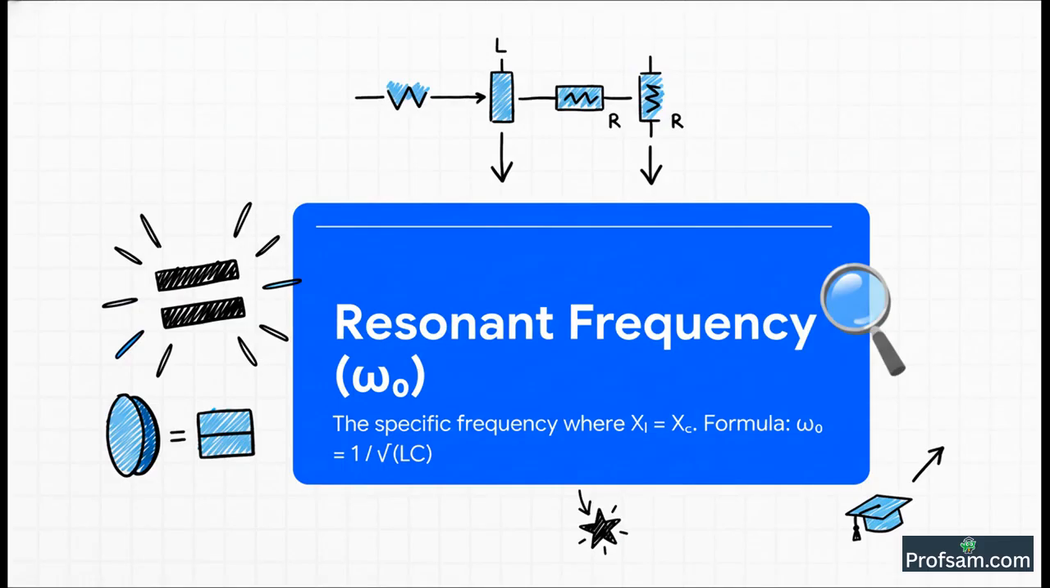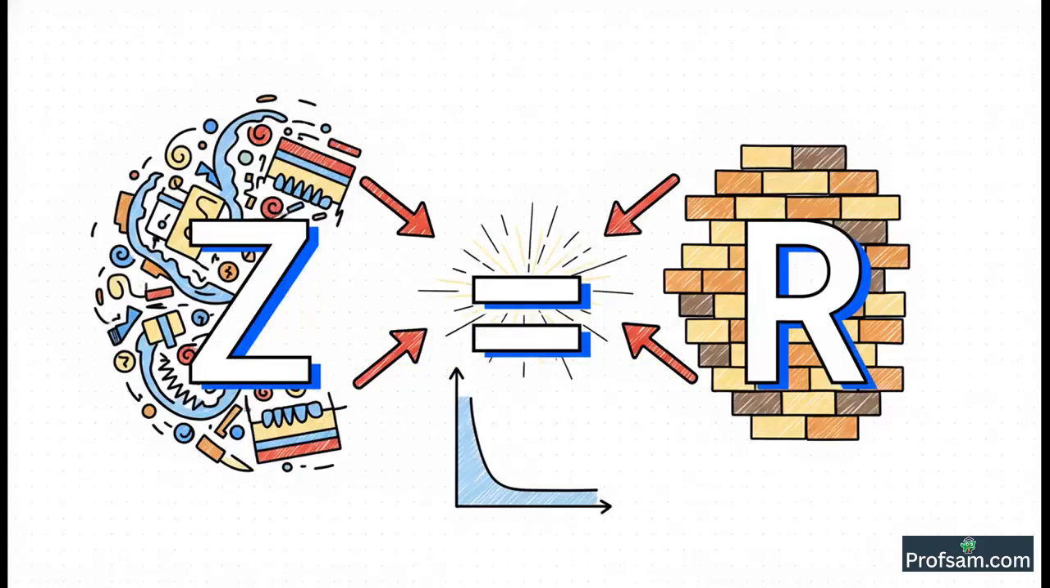This special frequency where this magic happens, where XL equals XC, is called the resonant frequency. Its formula, omega naught equals 1 over the square root of LC, depends only on the values of the inductor and the capacitor. Beta, this formula is extremely important for your exams. You have to remember it. So let's just think for a moment. At this magic frequency, the 2 opposing reactive forces, the up and down pull, completely disappear. The term XL minus XC becomes 0.